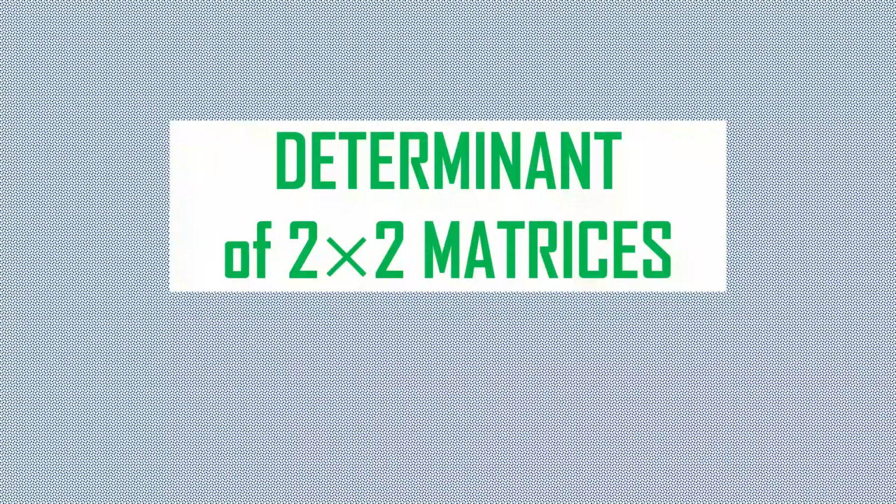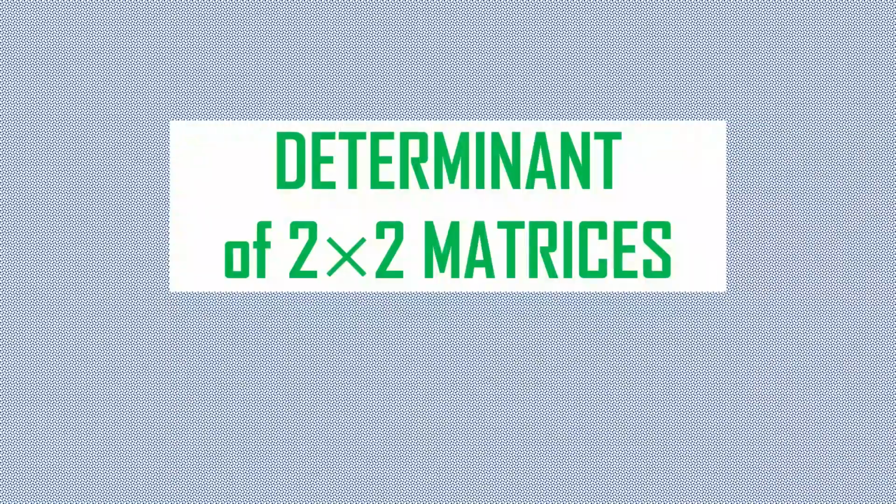Matrices, we can add them, we can subtract them, we can multiply them, but can we divide them? Well, not in the traditional sense. The closest thing we can get to it is finding what we call an inverse matrix. But before we can actually look at finding the inverse of a matrix, we first need to know how to find the determinant of a matrix.